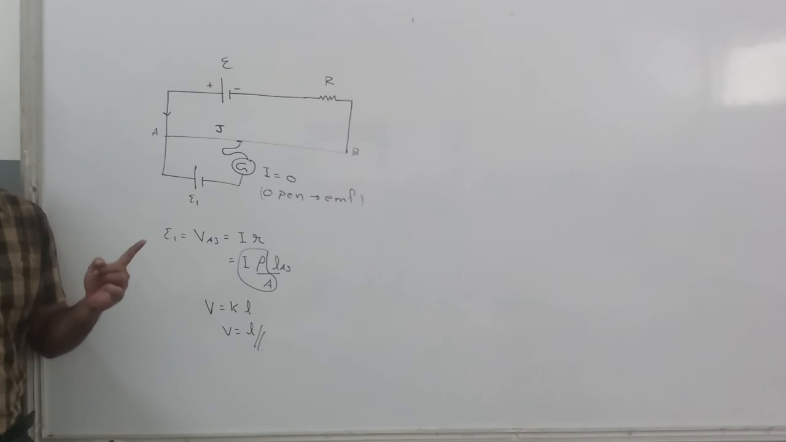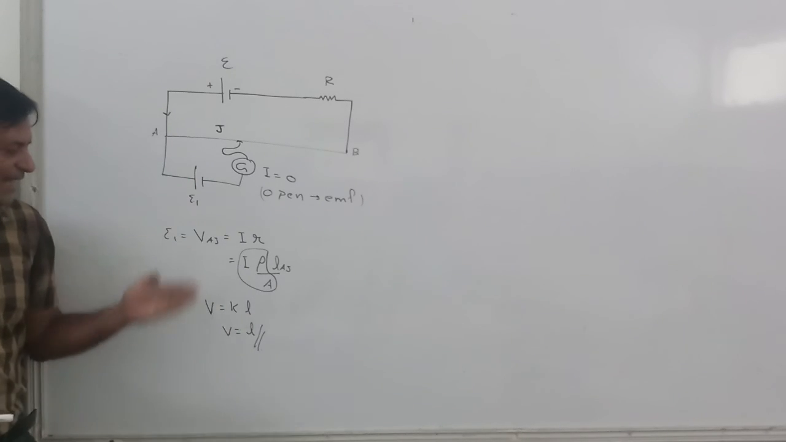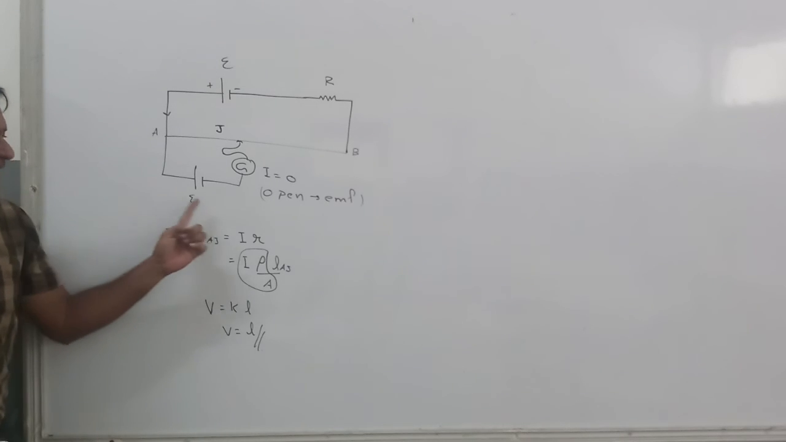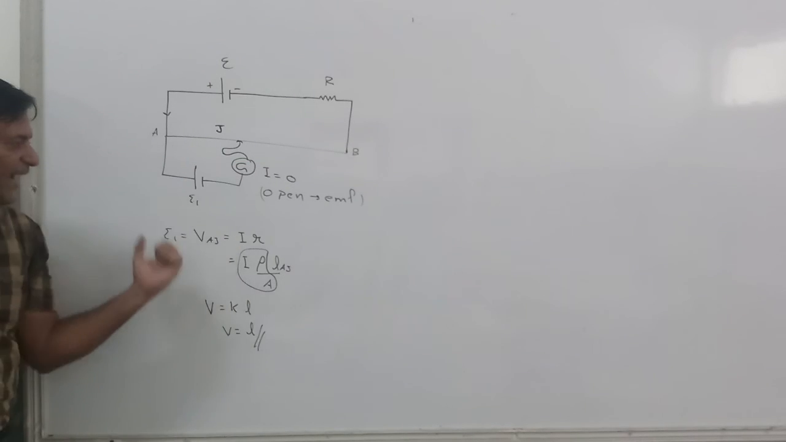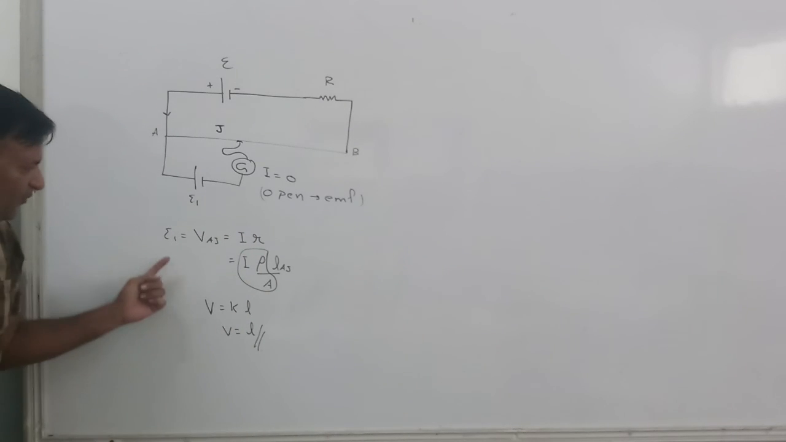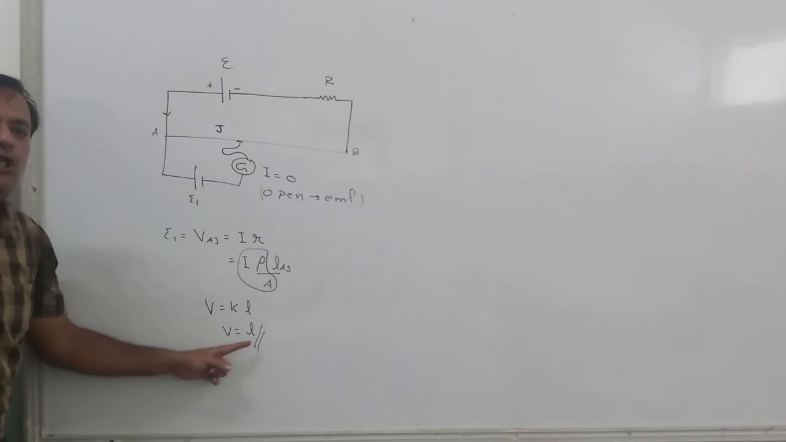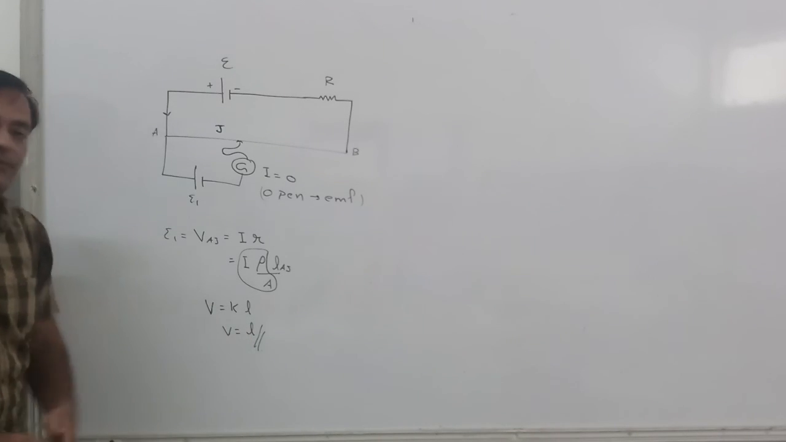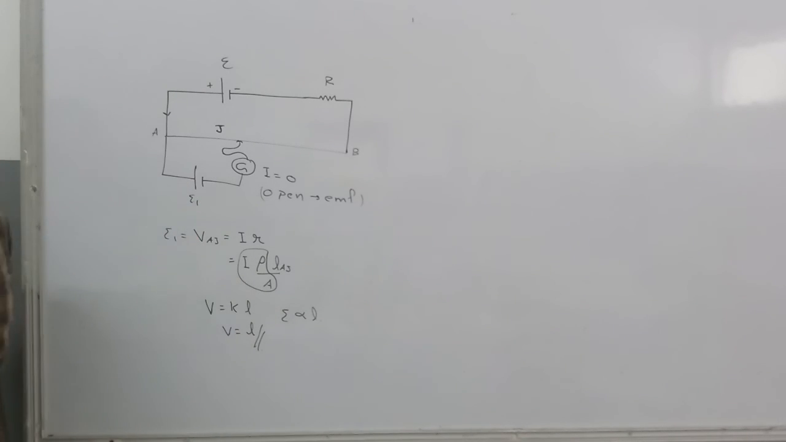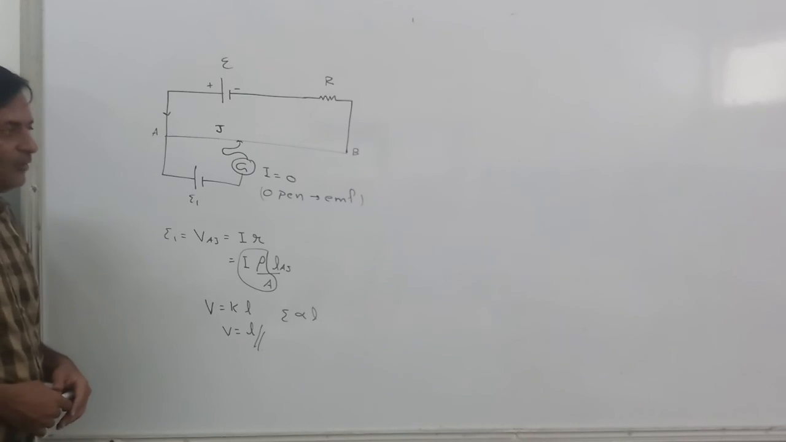Got it? This is the circuit of the potentiometer, and by this method we can find the EMF. Sorry, we cannot find the EMF. What we can only find is that EMF or potential difference is directly proportional to length. EMF is directly proportional to the length of this wire.